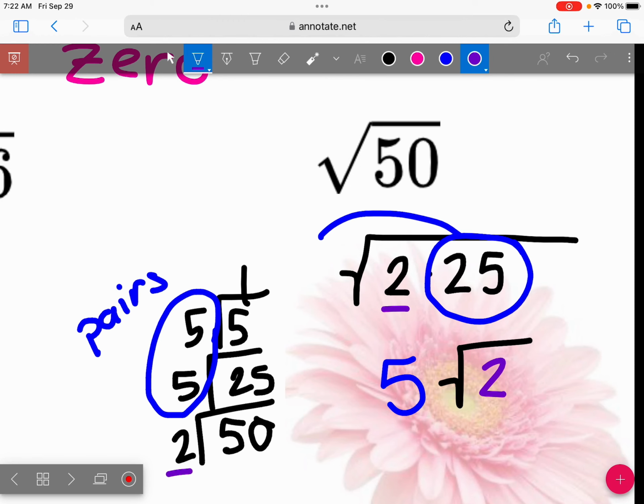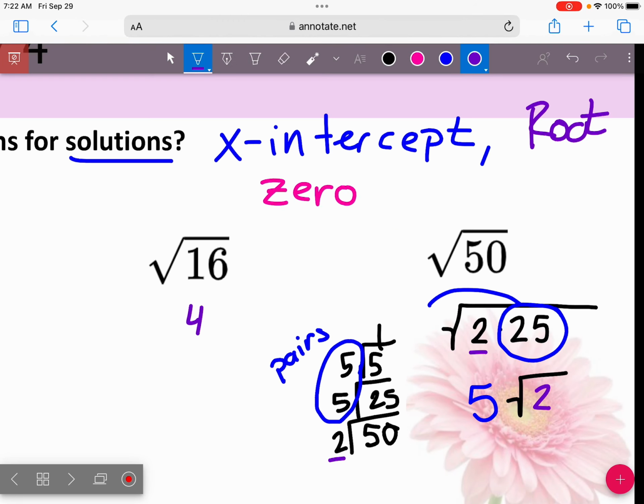How are we feeling about the radicals? Vaguely familiar, I hope? Because we're using them a bunch today. Bunches and bunches and bunches.